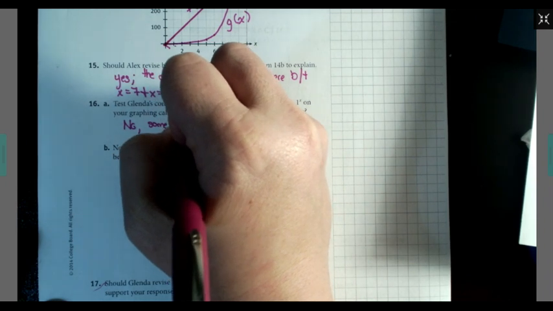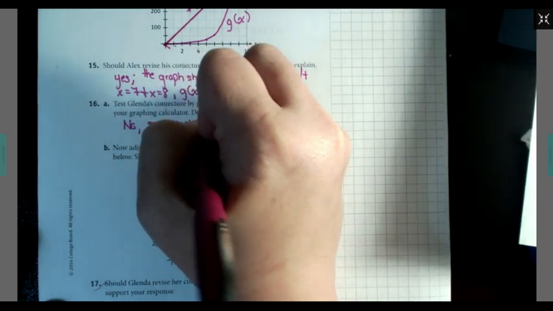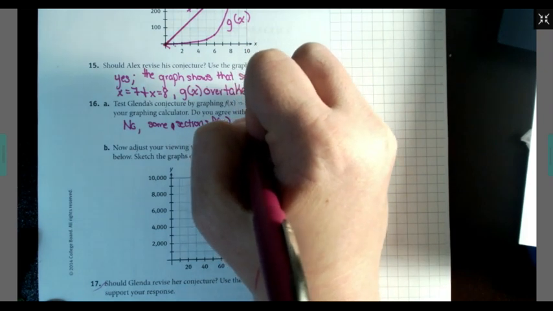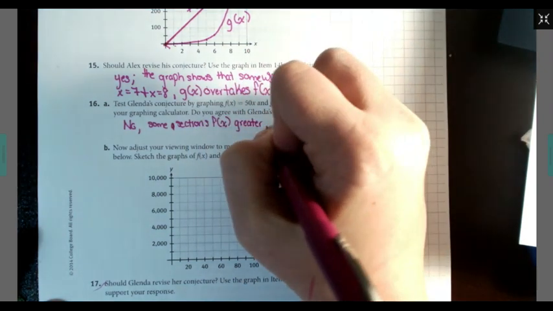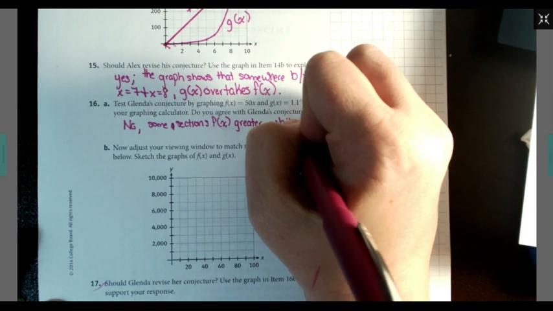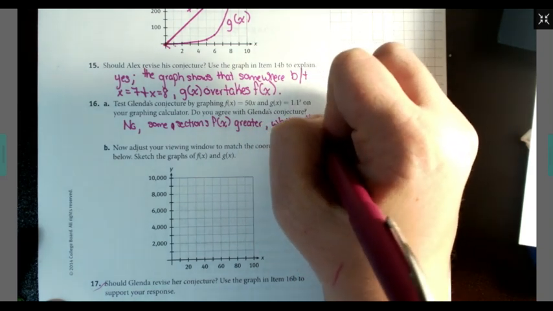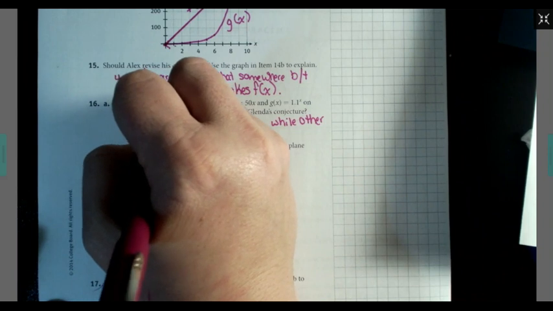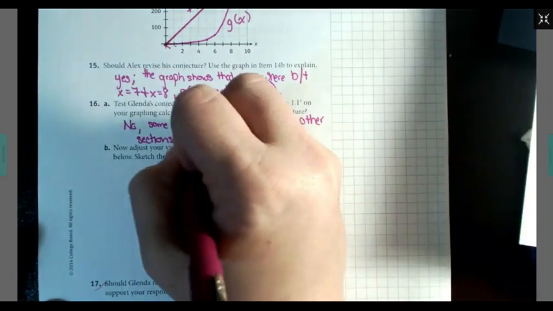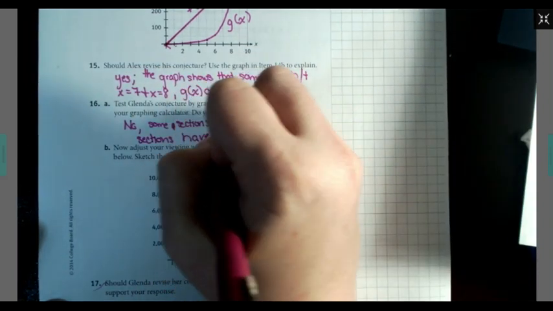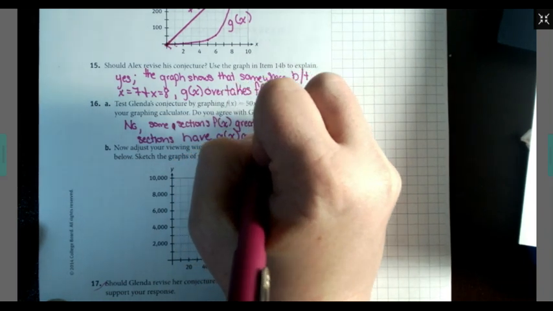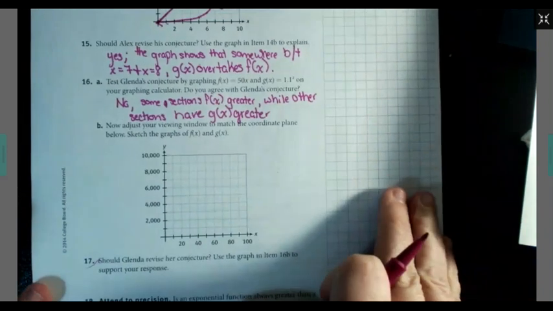So some sections f of x is greater, while other sections have g of x greater.